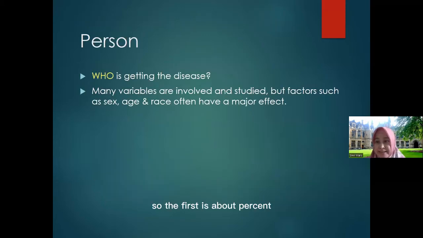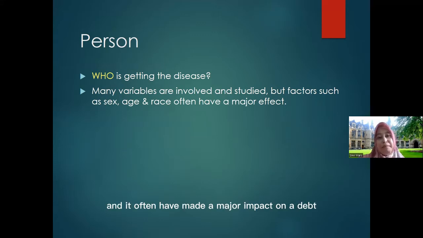So the first is about persons. Who is getting the disease? It is interesting to see the characteristics of who is getting the disease. Many variables can be involved and studied in the variable of persons, usually like sex, age, and race, and they often have a major effect on the characteristics of who is getting the disease.